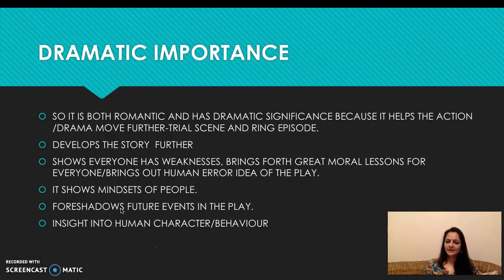So you can elaborate, you can write all these points in detail to write a long answer question. If this question comes in your exam, what is the importance of the casket scene? You can elaborate on all these points, and your answer will be very detailed.